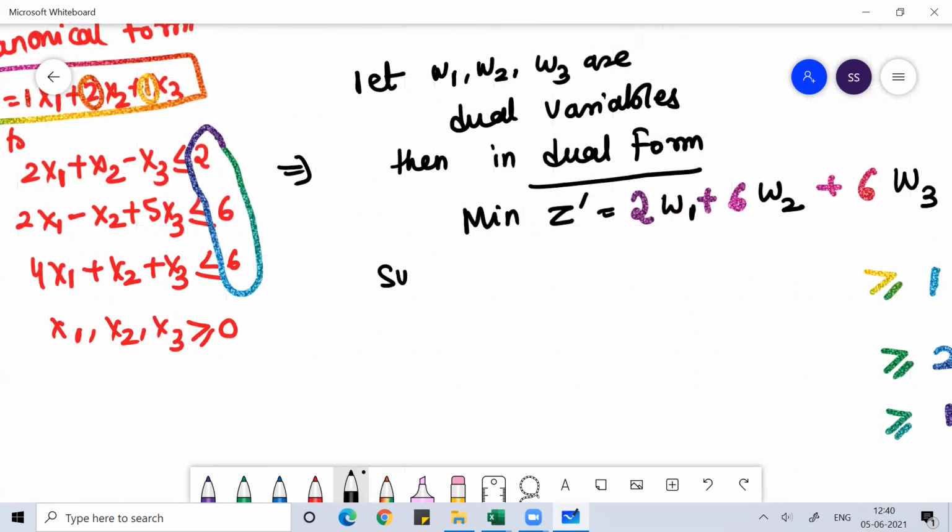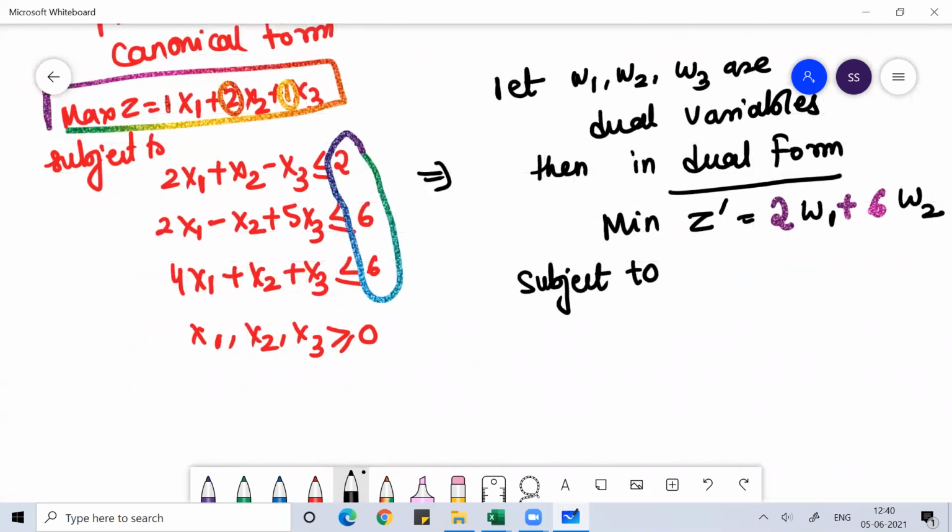Subject to, then you'll write subject to. When you write subject to, now you write the constraints, right? So how will you write the constraints? For writing the constraints, what I said is that in forming the constraints of the dual, we consider the transpose of the body matrix of the primal. So again, I'm telling you what I said.